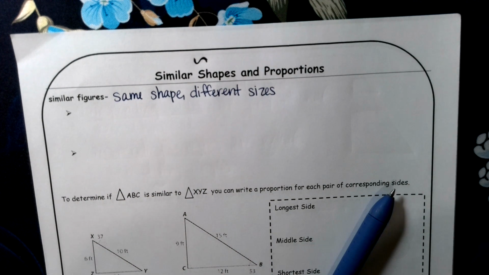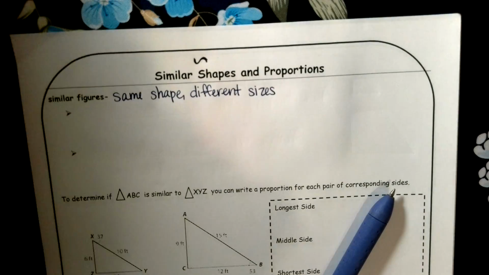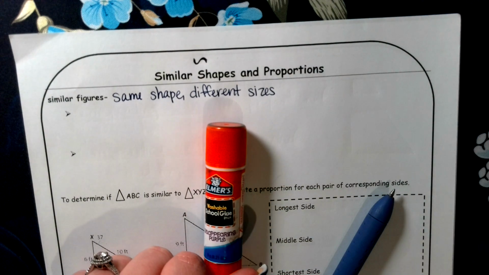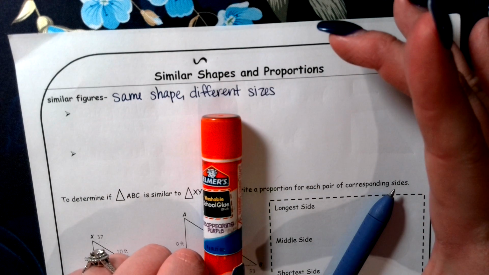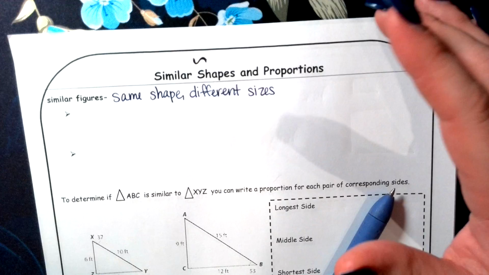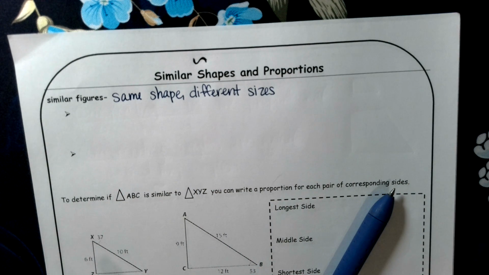Never mind. Like I showed you before, we had those different size glue sticks. I got one here. They look like this, where I had this smaller one, and then I also had one that looked the exact same, just bigger. Those are similar figures. They're the same shape, they're just different sizes.